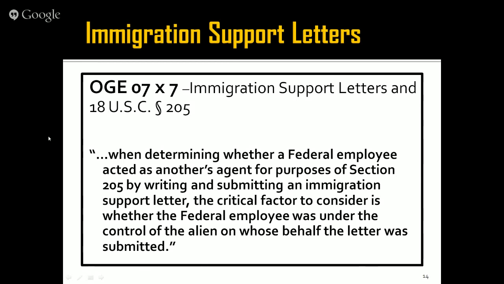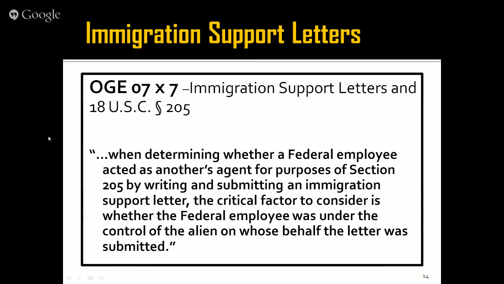Right. So the admonishment here is that when you're trying to determine whether or not someone is acting as an agent under 205 in writing and submitting one of these letters, you want to make sure that the federal employee is not in any way under the control of that person on whose behalf the letter is being submitted. That they're merely making a statement as to their own experience, their own knowledge on their own behalf.